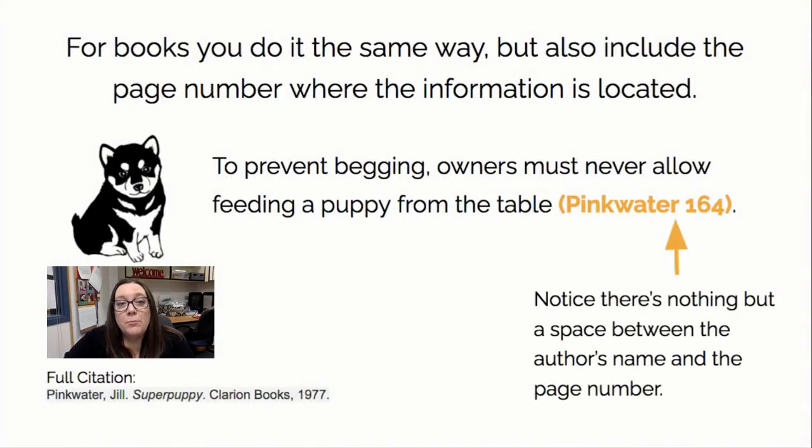Now, if I was using a book where I do have a page number, I'm going to do it the same way, but I'm going to include the page number where the information is located. So here's an example from a book called Super Puppy by Jill Pinkwater. To prevent begging, owners must never allow feeding a puppy from the table. In parentheses, I've got Pinkwater 164. Now notice that there's nothing that comes between the name of the author and the page number except a space. Don't put a comma there. That doesn't belong. And again, I have my period after the end of the parentheses there.